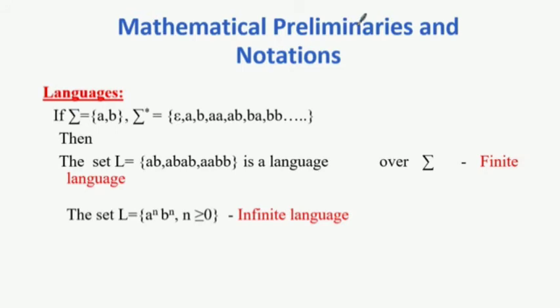But when a pattern is given, for example, when L is equal to a to the power of n, b to the power of n, where n is greater than or equal to 0, this n can take any value equal to 0 or more than 0. There is no limitation on this n. When n keeps on continuing like this, this kind of language is called an infinite language. There is no limitation in generating the strings here. It can generate any n number of strings, so it's called an infinite language.